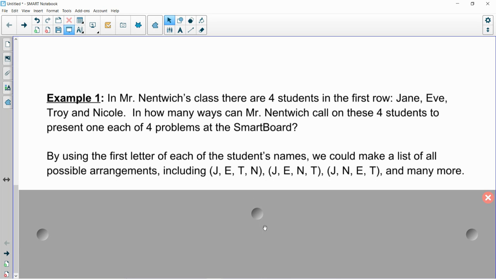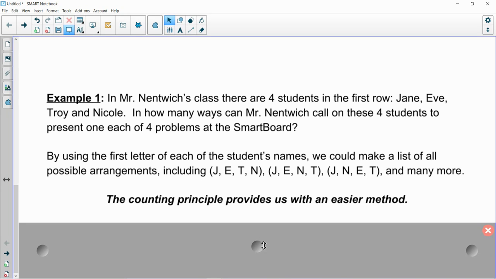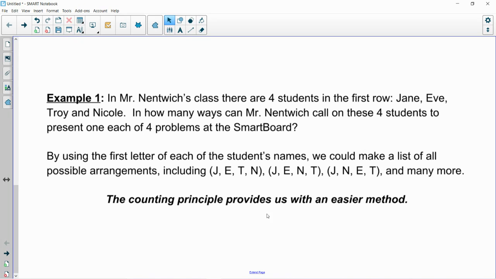So let's hold off on that. I just kind of introduced it and said, hey, remember we could make that list? We could take the first letter of each student's name, and then I could start making the arrangements. So here's Jane, Eve, Troy, Nicole, or Jane, Eve, Nicole, and Troy, or Jane, Nicole, Eve, and Troy, and many more. I didn't want to bore everyone to death and say, let's make this whole big list, because it's not worth it. Okay? There is a better way. And the better way involves using the counting principle.